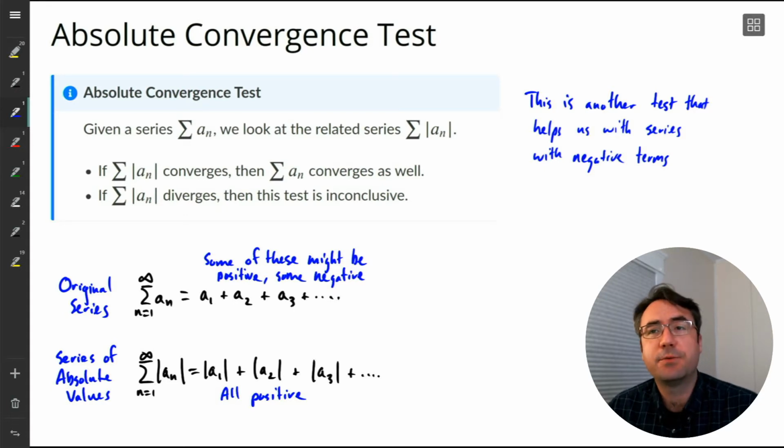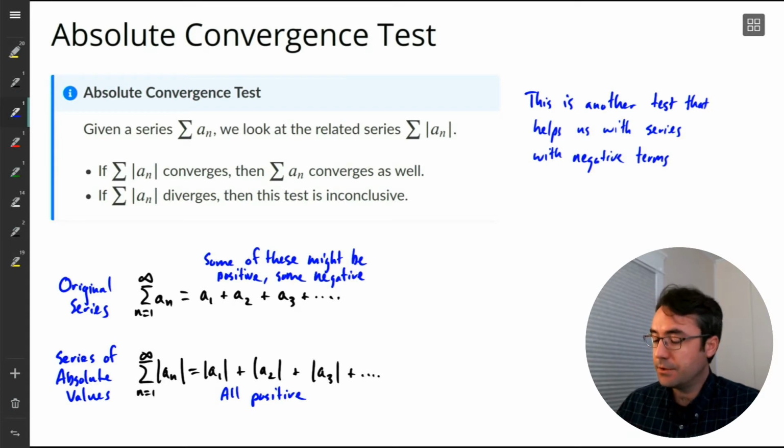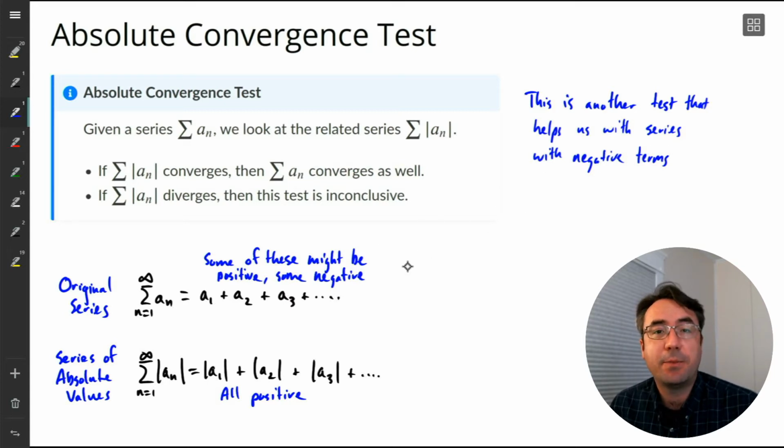And then we had the ratio test and the root test. Those also could allow negative terms because we were doing the absolute value there as well. So this is just another test. If we have negative terms, this is another test that might help us deal with those. So what does the test actually say? We have our original series sigma a_n. This is just the original series we're testing. We're looking at this new series, the series of absolute value terms, sigma absolute value a_n. Everything is positive here. And so if sigma absolute value a_n, this new series, converges, then our original series, sigma a_n, must converge as well.